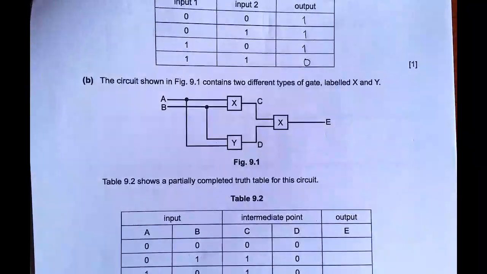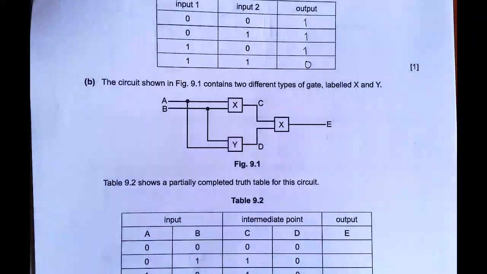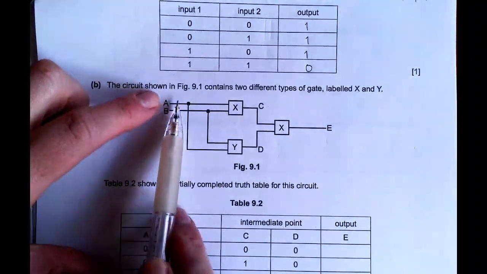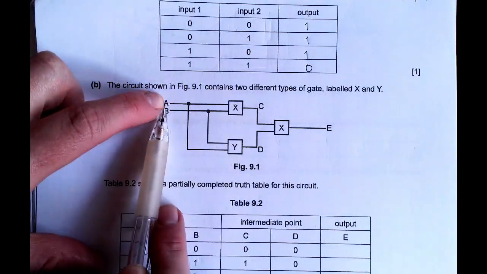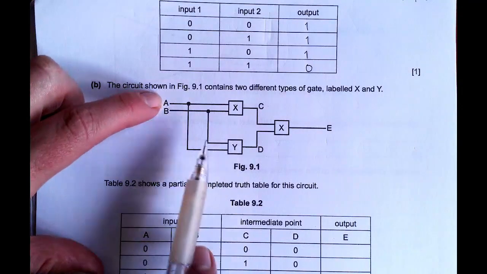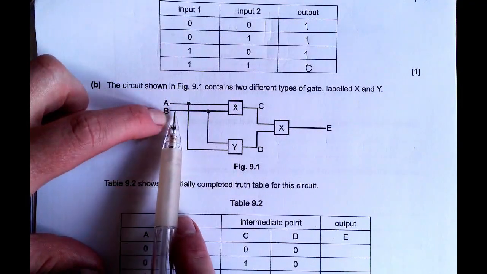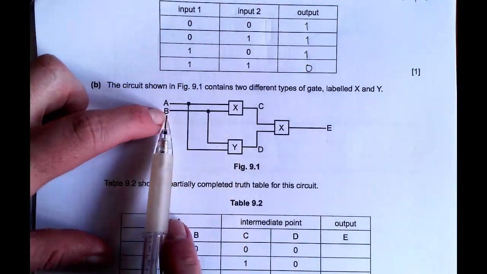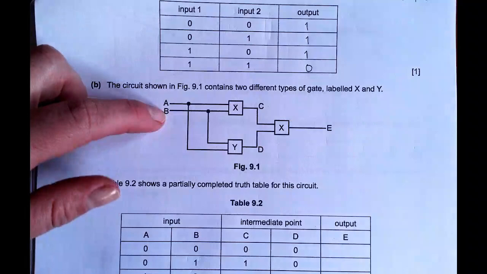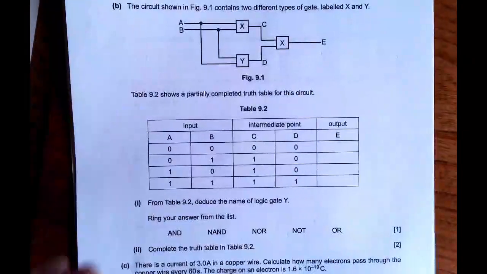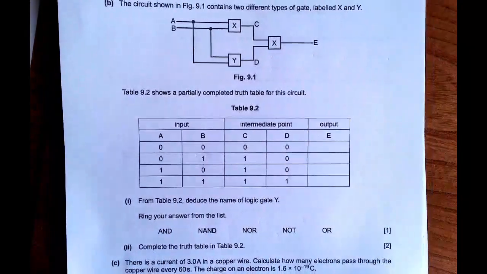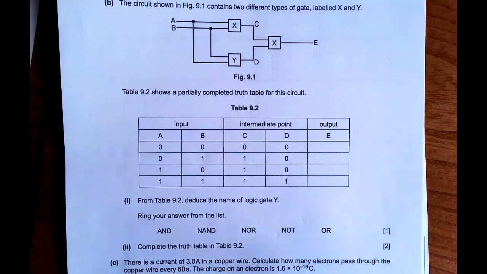Then in part B, you've got a setup of some different gates, X and Y, but you don't know what they are yet. So you can see you've got some junctions, and what this means is that whatever input A is, it sends to this one, but it also sends to this one. And whatever input B is, so 1 or 0, it will input to this logic gate, but it will also input to this logic gate. Okay, and then you've got a partially completed truth table for this circuit. From the table, deduce the name of logic gate Y.